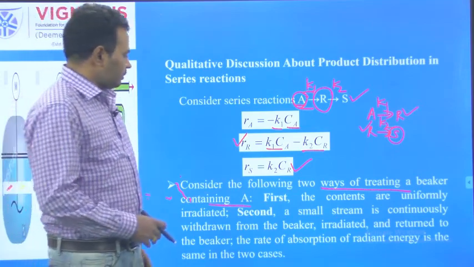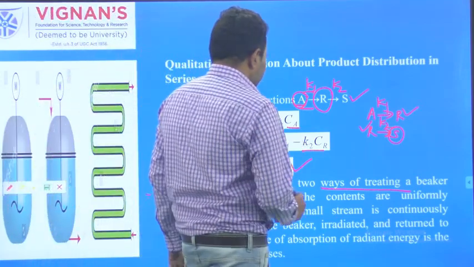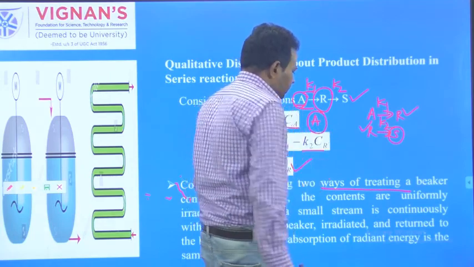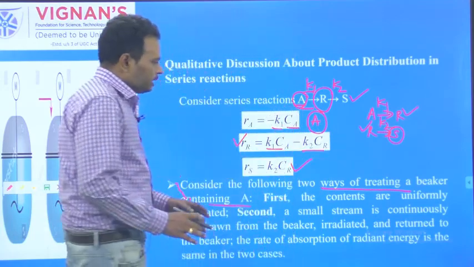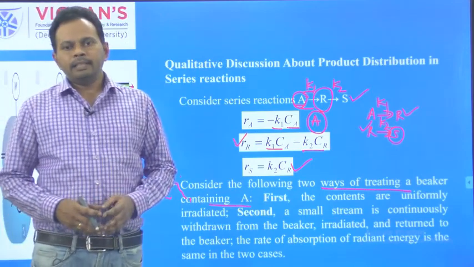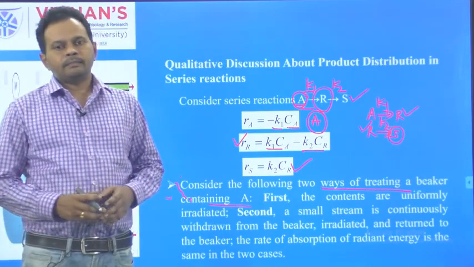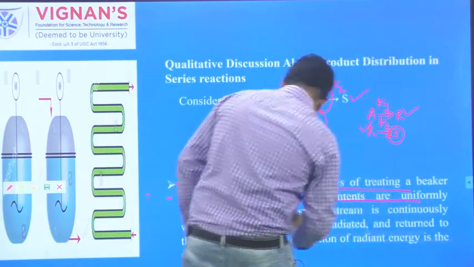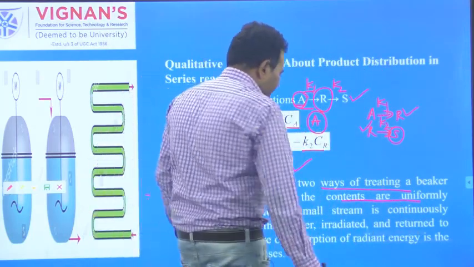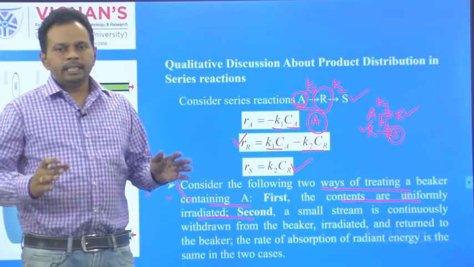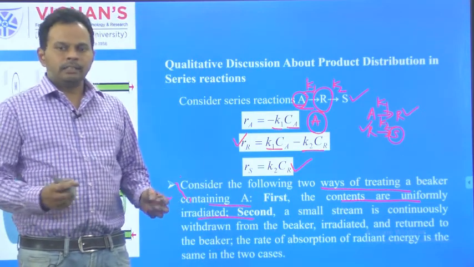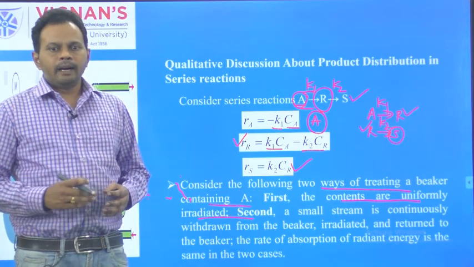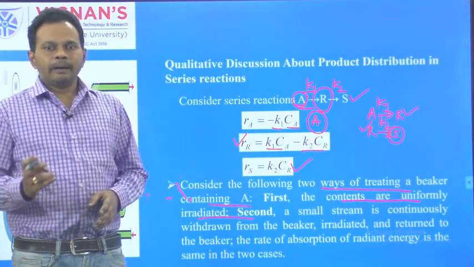Initially, for this reaction the initial reactant is A, so treat this A in two ways. In the first case, take the bulk A into the beaker and pass the radiation uniformly throughout the beaker, so the contents are uniformly radiated. In the second case, from the beaker containing A, remove a small portion of A with the help of a centrifugal pump and pass it into a glass tube.